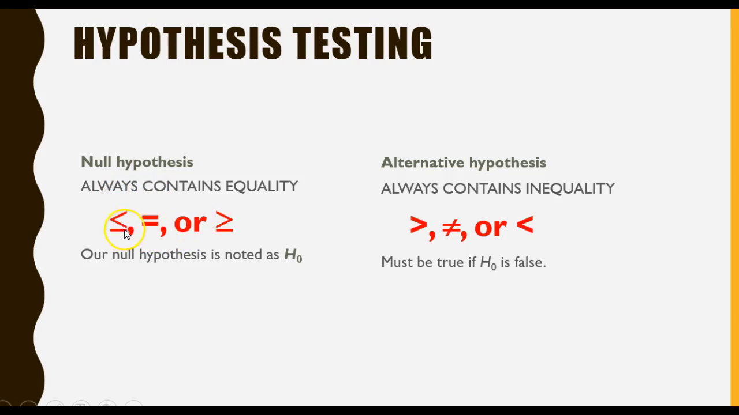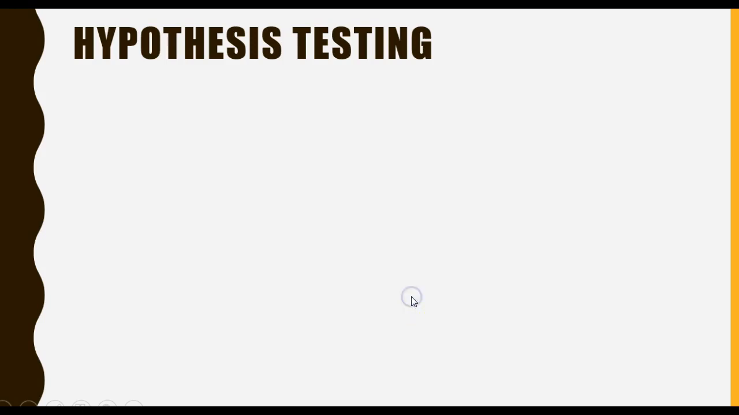Look, this is what it's going to be. A null will have either less than or equal to, or greater than or equal to. An alternative will either have greater than, not equal to, or less than. We call the null hypothesis H sub 0 or H naught. We call our alternative hypothesis H sub A, the alternative hypothesis.